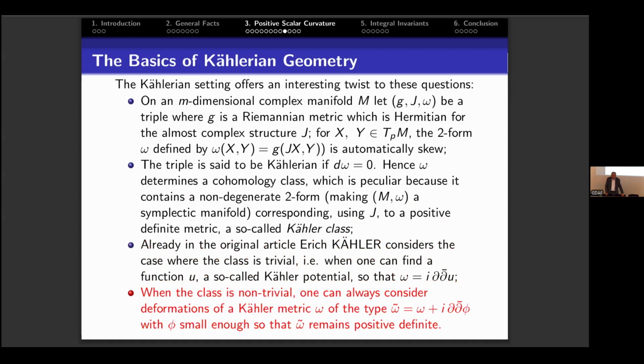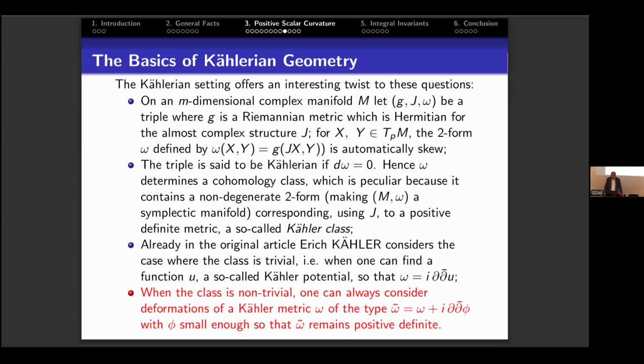When the class is non-trivial, it's very important to look at what is called the space of Kähler potentials, which means all functions for which, if I fix an origin in the Kähler metric ω, I can form the new Kähler metrics ω̃, which are ω plus i∂∂̄ of a function.